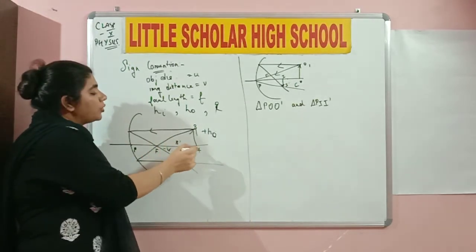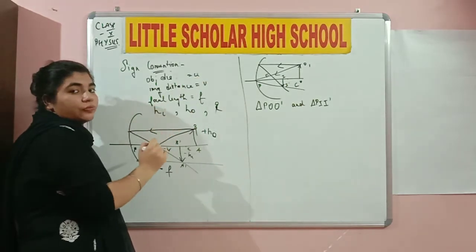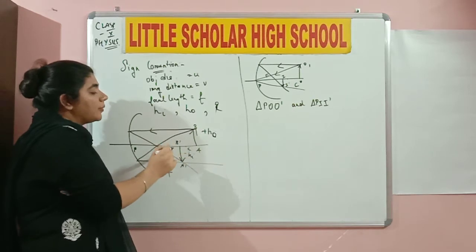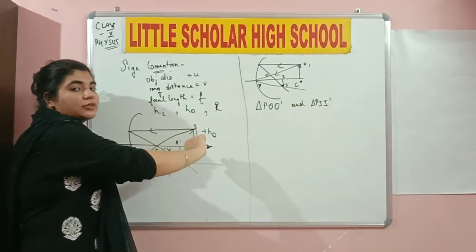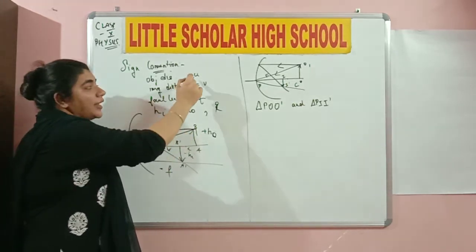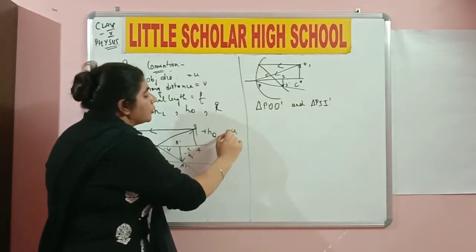Okay, now I want to measure my object distance. What do I consider object distance as? u. And I start measuring it from the pole. When I am measuring it from the pole, am I going in the direction of the incident light or against the direction of incident light? I'm going against. When I'm going against, what sign am I going to give to the object distance? I'm going to give it minus u.